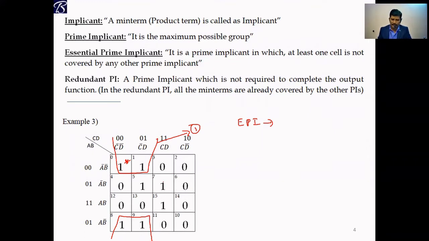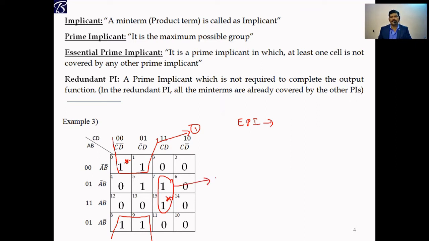Okay. So coming to this cell number 7 also, there are two possibilities. 5 7 we can group, and 15 7 we can group. That's why presently leave it. That is not essential. And coming to the cell number 15, how many possibilities are there? Only one pair is possible. 7 and 15 we can group as a pair. So that's why there is only one possibility. That's why it is essential prime implicant. Let us group this one and put star here.